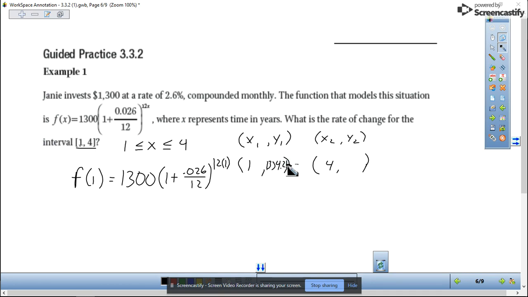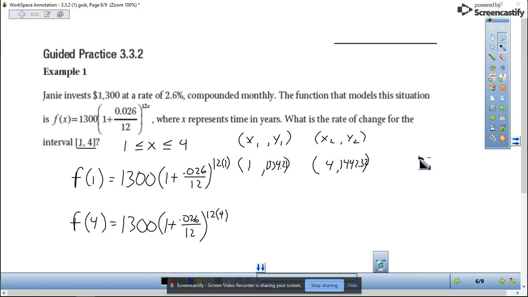And then I need to do the same thing with 4. I need to plug that in. So f of 4 is 1,300 times 1 plus 0.026 over 12. Again, 12 times 4. Okay? And again, I'm going to use the calculator for that, because this is something you're going to be able to use your calculator to do all the problems on. And at that point, it turns out to be 1,442 and 32 cents. So 1442.32.